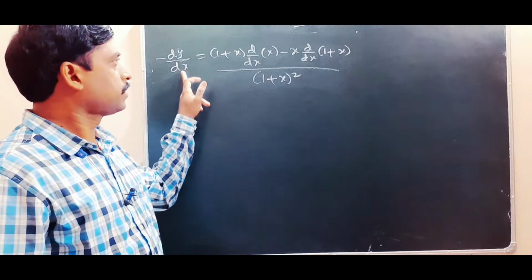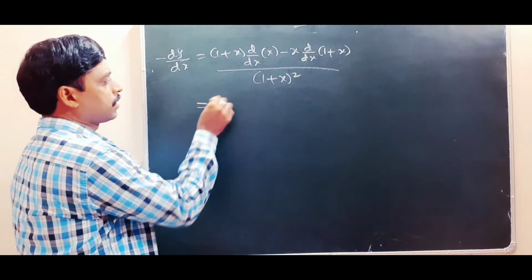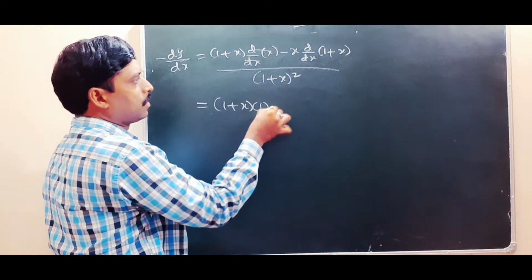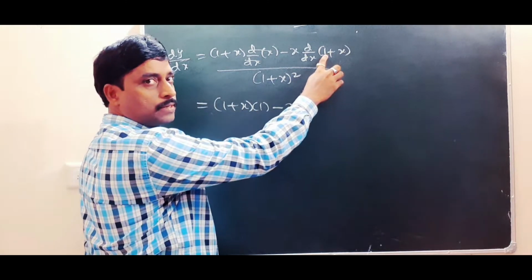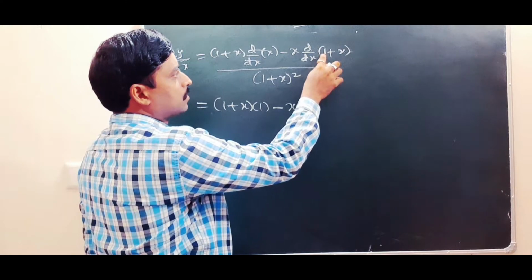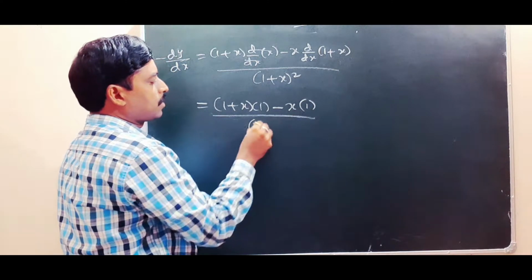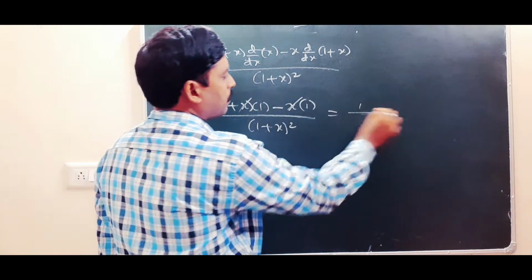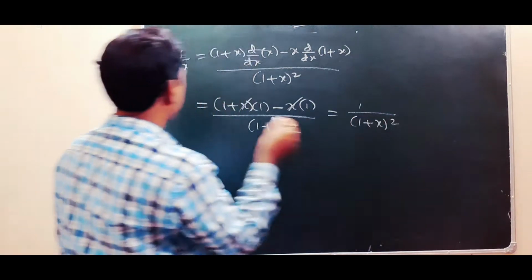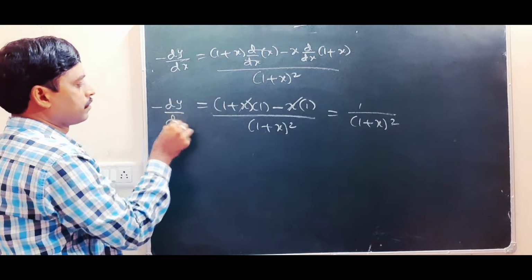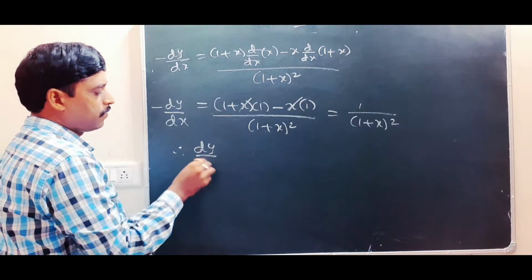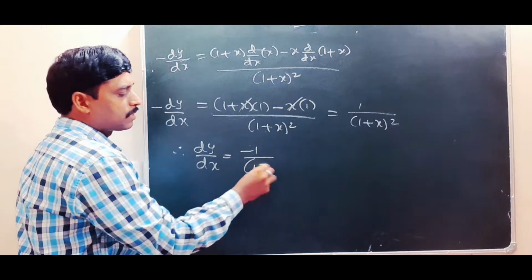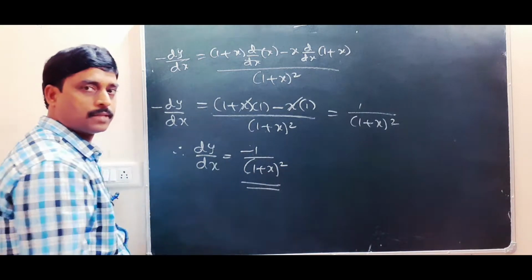Okay, we have got the minus dy by dx value. So 1 plus x into, differentiation of x with respect to x will be 1, minus x into differentiation of 1 which is 0, differentiation of x will be 1. So 0 plus 1 is 1, by 1 plus x whole square. So x gets cancelled, it will be 1 by 1 plus x whole square. So that is the minus dy by dx value. But our target is dy by dx. Dy by dx equals, we multiply minus 1 on both sides, minus 1 by 1 plus x whole square. This is the answer.